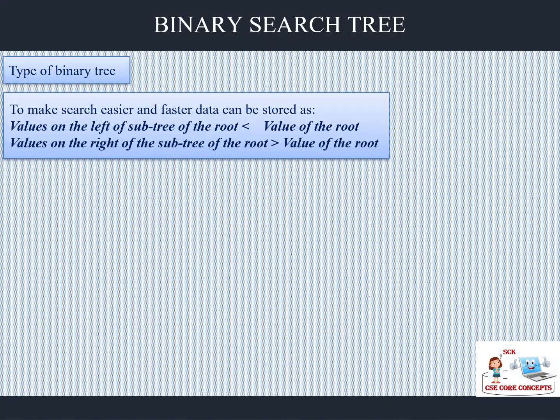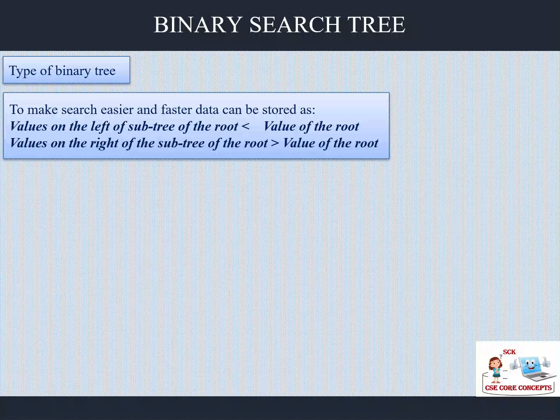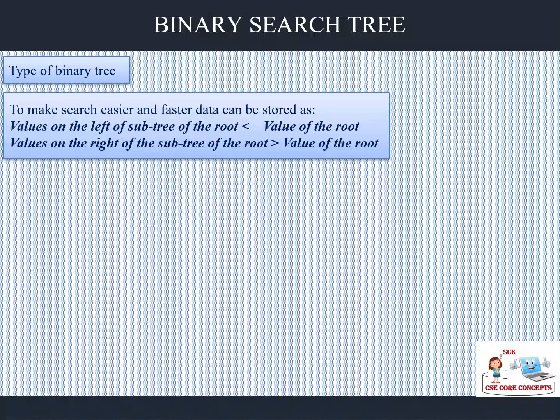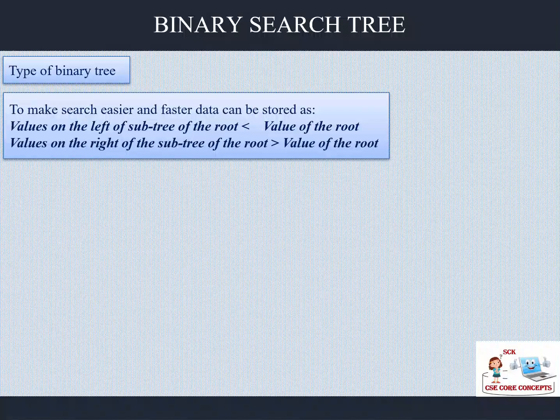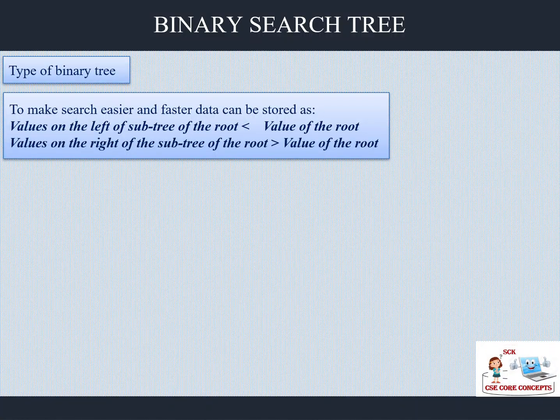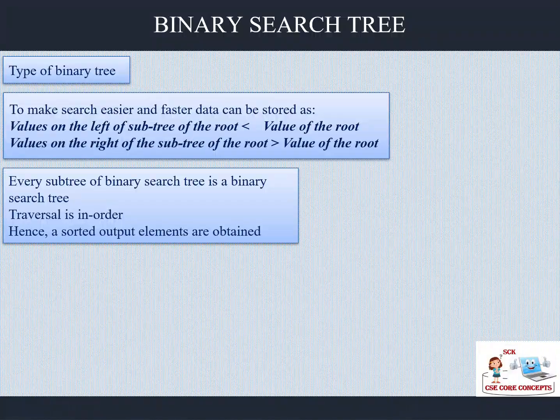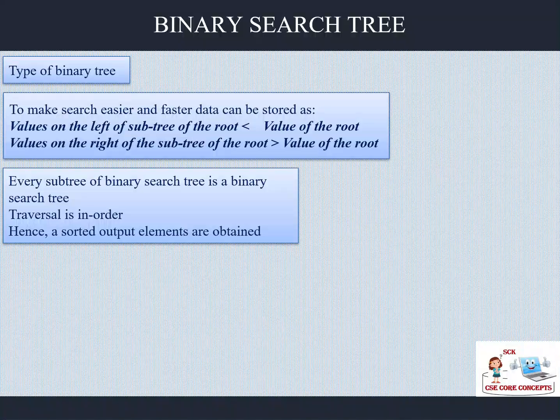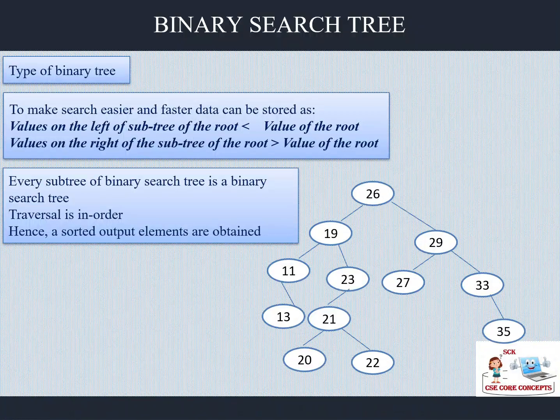But binary search tree will store the same binary tree in a sorted order, so that the searching will become very easier. The sorting is done in the way that the values of the left subtree are always less than the root element, and the right is always greater than the root element. So every subtree of a binary search tree will again be a binary search tree, meaning the subtrees are also stored in a sorted order, and the traversal here is done in an in-order way, so that you can get a sorted output. Let's consider this binary tree.